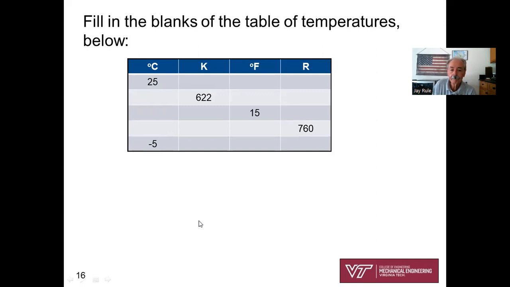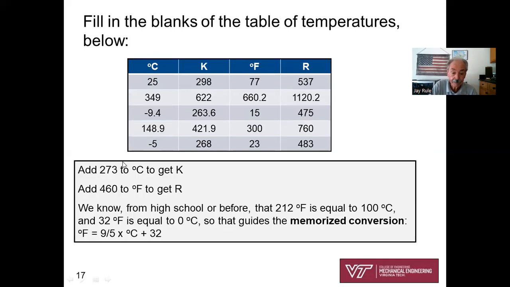You should be able to do this in your sleep. This would be a little bit like a short answer problem on a quiz. You should be able to do this back and forth in your sleep. All you have to remember is that to go from degrees C to degrees K, simply add 273. Degrees C to absolute temperature. Degrees Fahrenheit to absolute temperature. Degrees R, degrees Rankine, add 460. And then it's my hope that you've memorized the degrees F to degrees C conversion that you learned in high school.